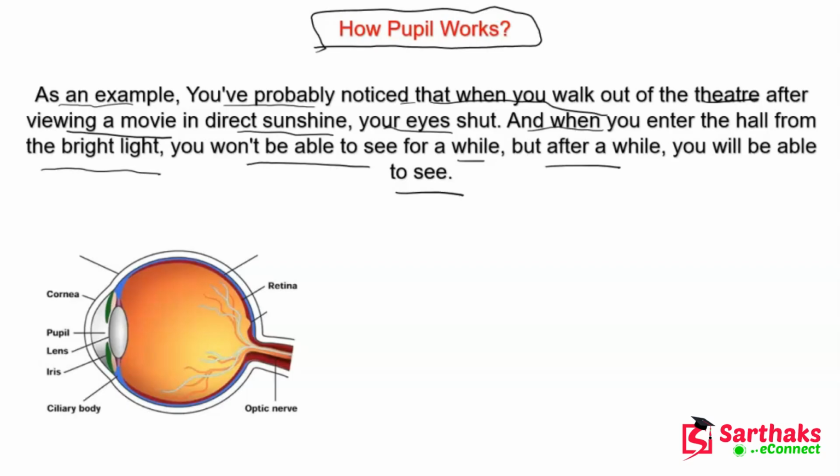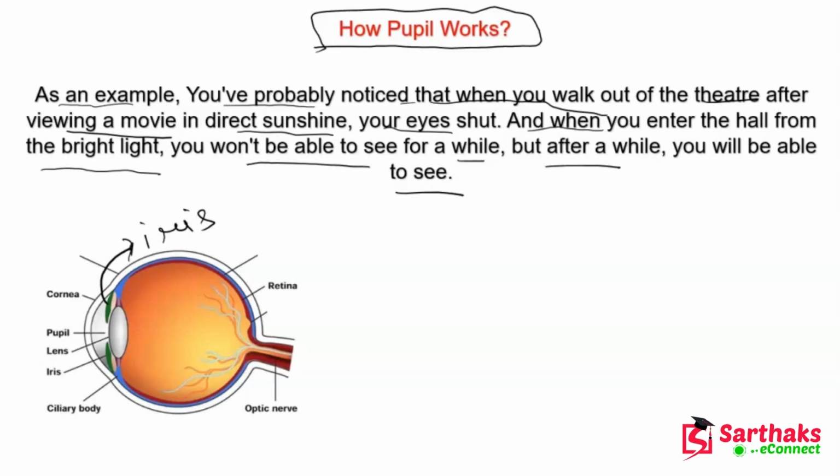What happens, guys? I told you that the iris controls the amount of light entering the pupil. So let's suppose you are sitting in a cinema hall and you are watching a movie. We know that it is all dark around the cinema hall.